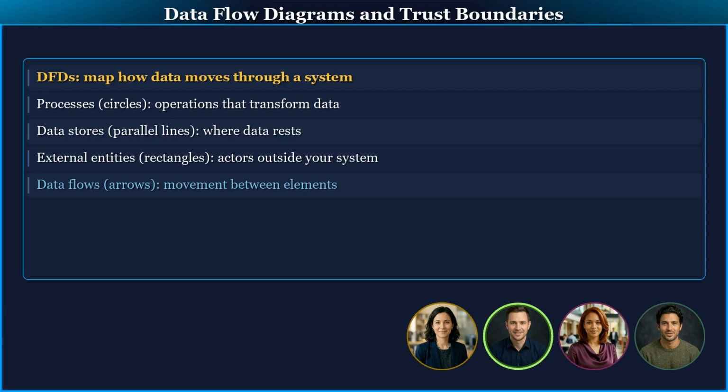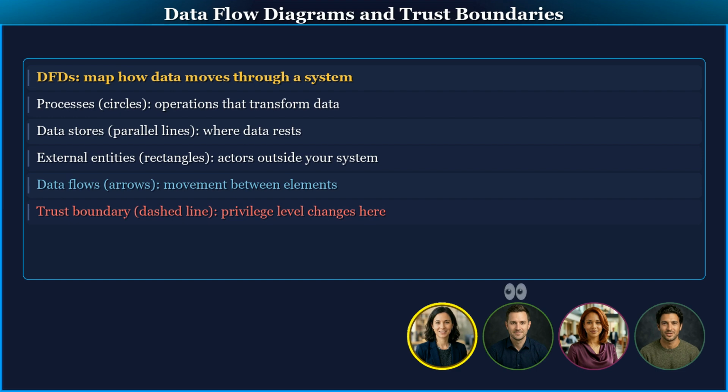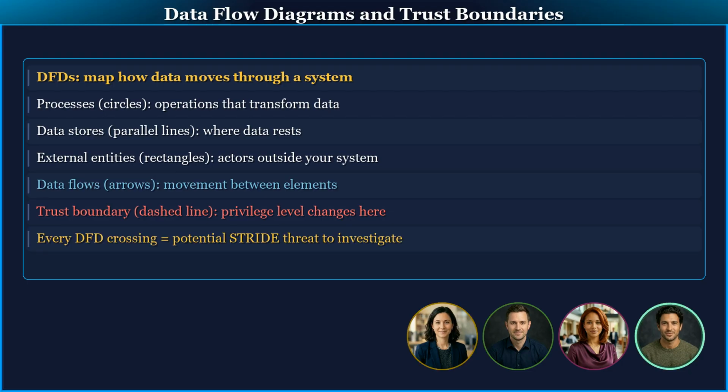The arrows connecting everything are the data flows. They show exactly what data moves, in which direction, and between which components. Every arrow is a potential attack vector. The critical element that the CISSP exam emphasizes is the trust boundary, shown as a dashed line. A trust boundary marks where the privilege level changes, from internet to web tier, from web tier to database tier. Every crossing of a trust boundary is an automatic flag for a STRIDE analysis.